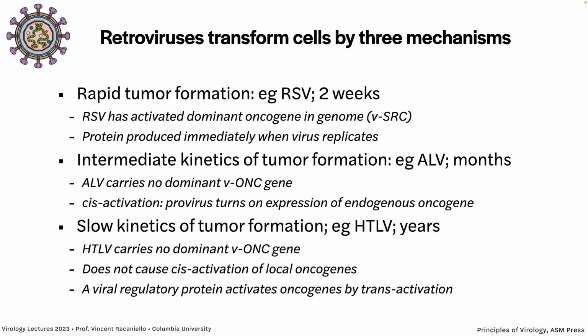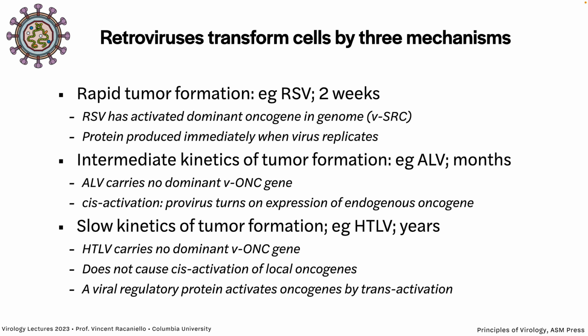Rapid tumor formation. Intermediate kinetics. Some retroviruses take months to make a tumor, and an example is avian leukosis virus, which takes a few months in the chicken, and that's because the virus does not contain an oncogene like Rous. There's no oncogene. Rather, the virus integrates next to an oncogene and turns it on. And that just takes time.